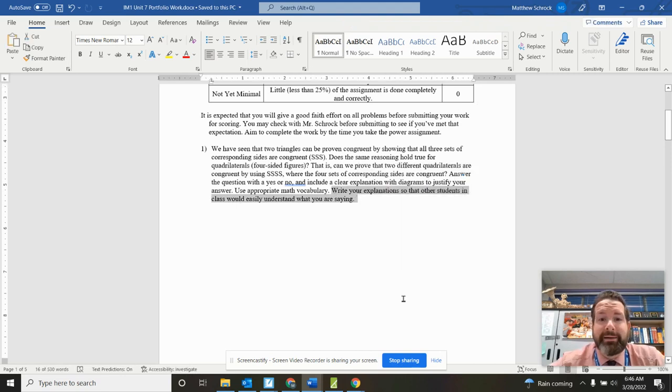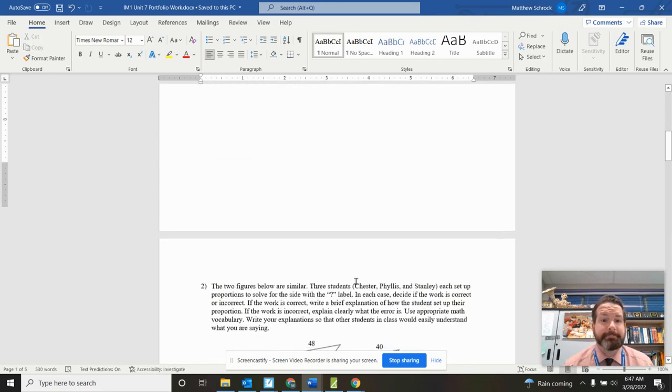It says when you're writing, you should use appropriate math vocabulary. So use the words that we have talked about in our lessons. And also write it in such a way that if a classmate read it, they would understand what you're saying. So actually do that. Have somebody else read it. And if they don't know what you're saying, then that means you need to clear up what you're saying.